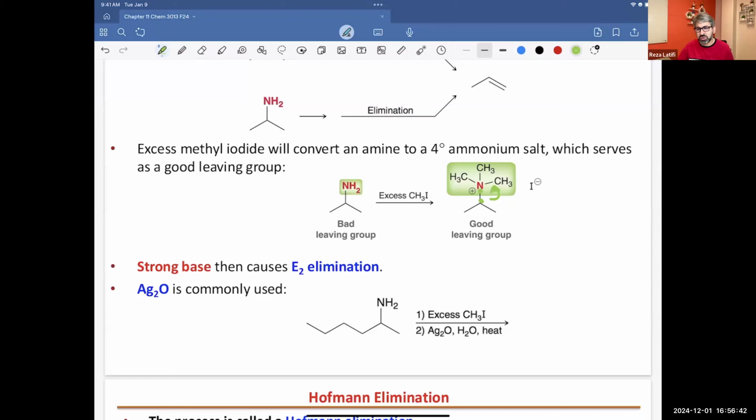For example, if you use a strong base, it can take hydrogen from any of these carbons, and it will give us a double bond. For this purpose, we can use silver oxide as a base to remove hydrogen from the system. If we run such a reaction, we get this product. The nitrogen will leave the system technically as N with methyl 3 times.